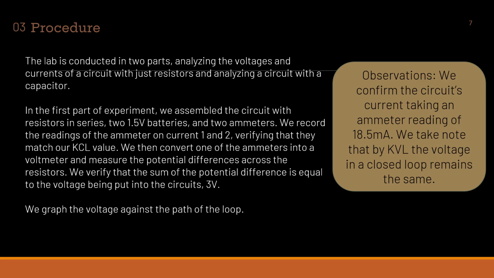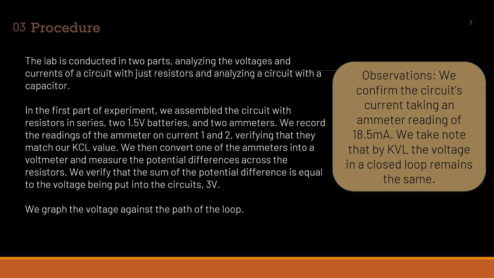In the first part of the experiment, we assembled the circuit with resistors in series, two 1.5 volt batteries, and two ammeters. We recorded the readings of the ammeters for current 1 and 2, verifying that they match our KCL value. We then convert one of the ammeters into a voltmeter and measure the potential differences across the resistors. We verified that the sum of the potential differences is equal to the voltage being put into the circuit, which is 3 volts. Then we graph the voltage against the path of the loop.